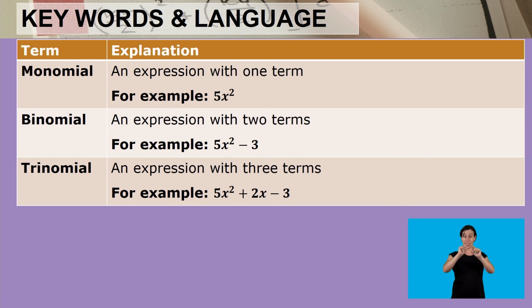So we are going to be working with a monomial, which is an expression with one term, for example, 5x squared. Then a binomial, which is an expression with two terms, and an example for that is 5x squared minus 3. Then a trinomial is an expression with three terms, and that, for example, is 5x squared plus 2x minus 3.